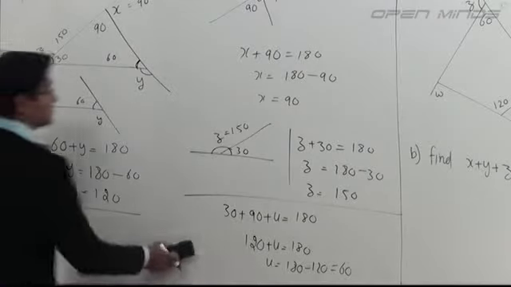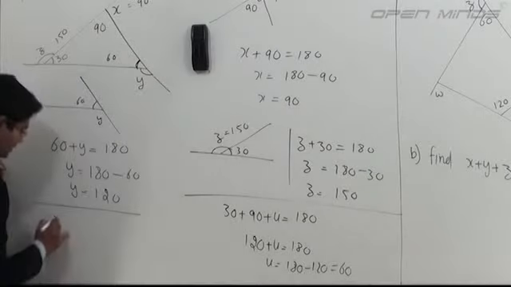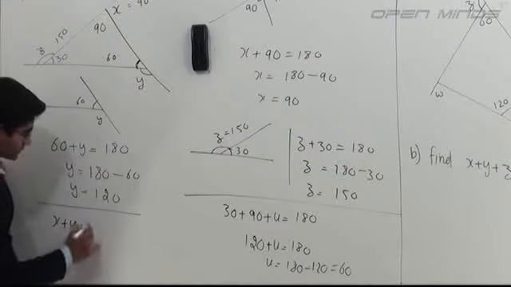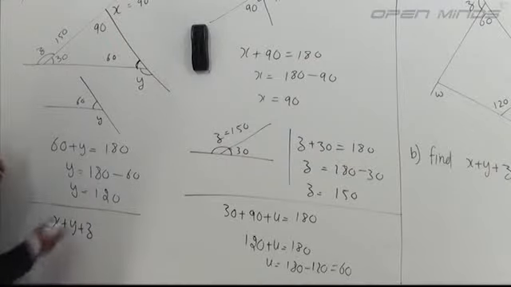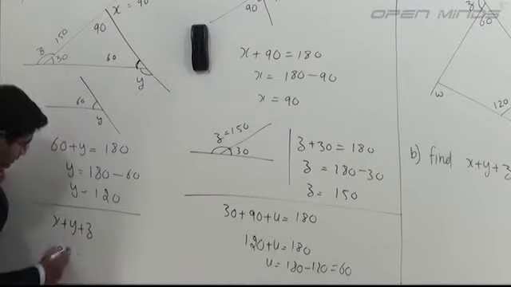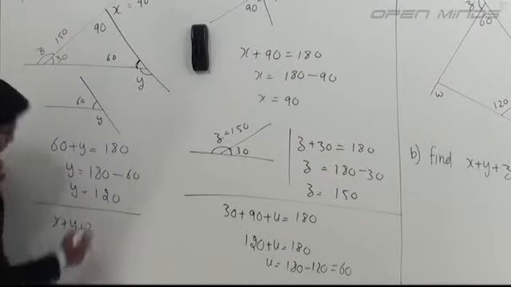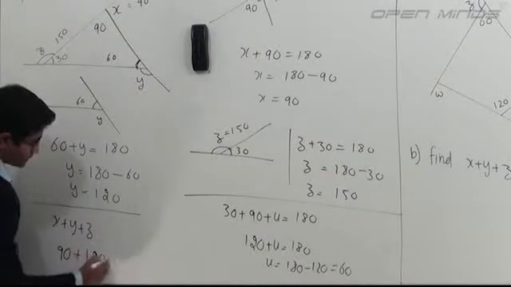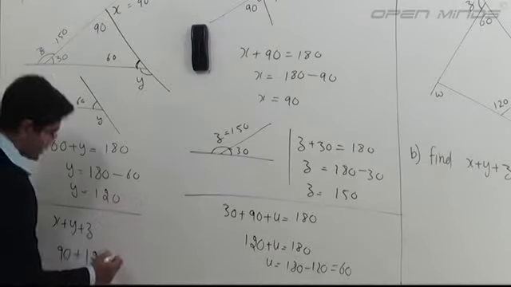So what am I supposed to find in this problem? He said to find out x plus y plus z. How much is this? Who is x? x is 90. Good enough. Then what is y? y is 120. And what is z? That is 60, right?